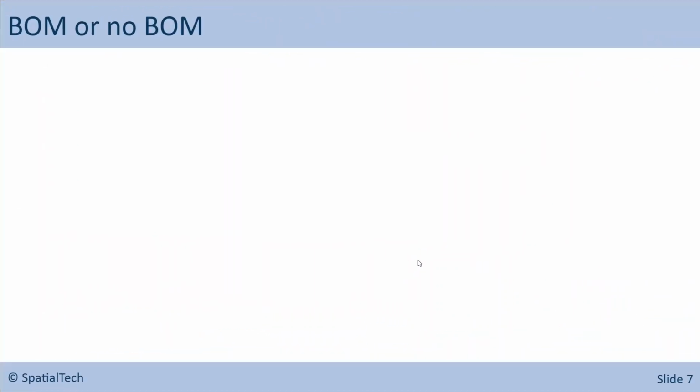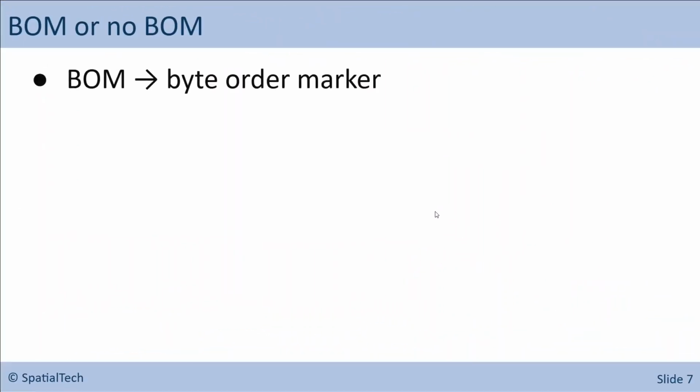So, BOM or no BOM? So what does BOM stand for? Byte Order Marker. Sometimes at the beginning of the file or quickly thereafter, sometimes the very first thing in a file is something called a magic number, which we'll get to later. But either right at the beginning or right after the magic number, there's another number burned into the file that tells you the byte order marker.